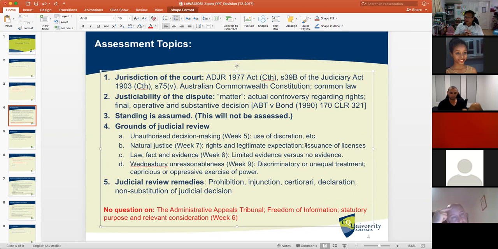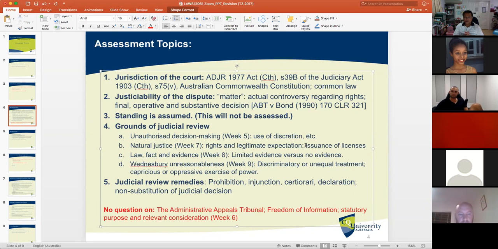Is that in the exam? No. That's a constitutional law concept. So you will not be asked whether there is a privative clause. Okay, but one of the grounds of judicial review we're focusing on here relates to natural justice as a ground of judicial review. In particular, it will focus on rights and legitimate expectations in relation to the issuance of licenses. So I'm just being clear there.